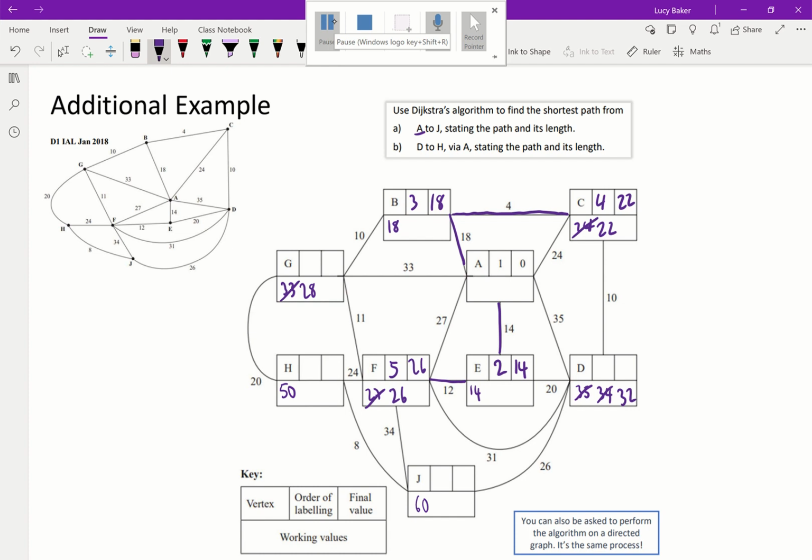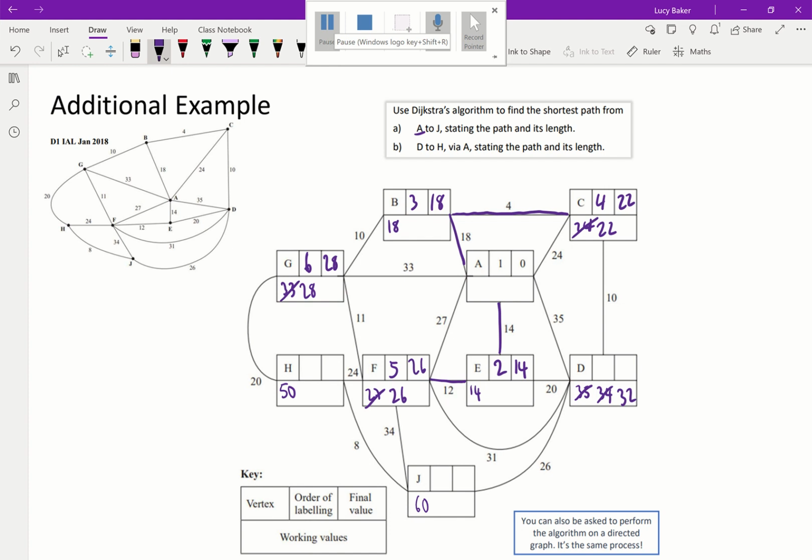It's going to be, I believe, G, 28. Is that the nearest? It's going to be G next at 28. So that's going to be number 6. And the distance from A is 28. So remember, this 28 is the shortest distance of G from A.